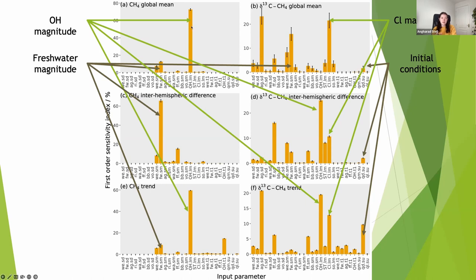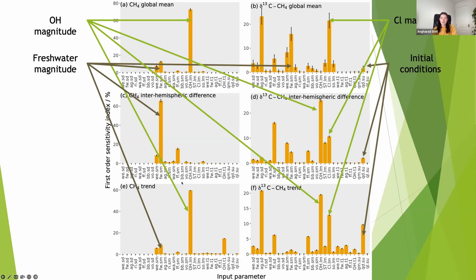So we've just got 6 outputs here in these 6 plots, and the 28 parameters that we vary are along the bottom. For the outputs, we have mole fraction on the left-hand side and delta value on the right-hand side. The first row is global mean, the second row is intermediate difference, and the third row is trend. So obviously there's quite a lot going on here, I'm just going to pick out a few key bits. So when we look at the mole fraction, one of the largest, most important parameters that shows up is the hydroxyl radical loss.